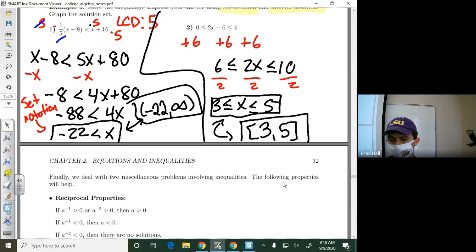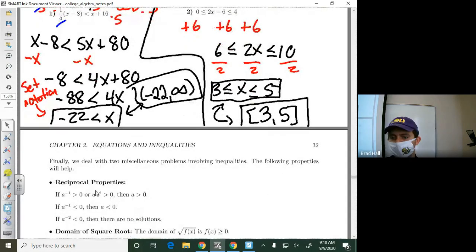I'll go ahead and keep that on the screen while I talk about, real briefly, reciprocal properties. There's maybe 2 or 3 problems at the very end which do deal with inequalities, and there's a few situations you have to consider here. They simplify very nicely. They just start off looking fairly horrendous.